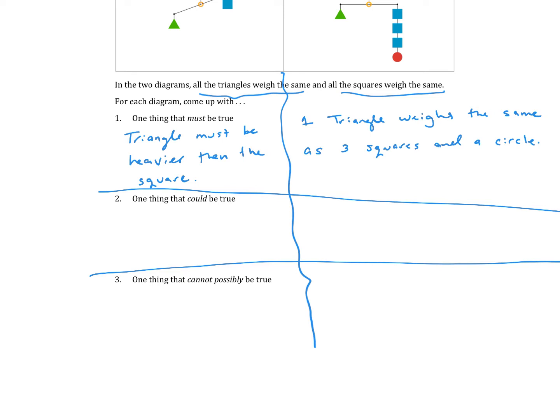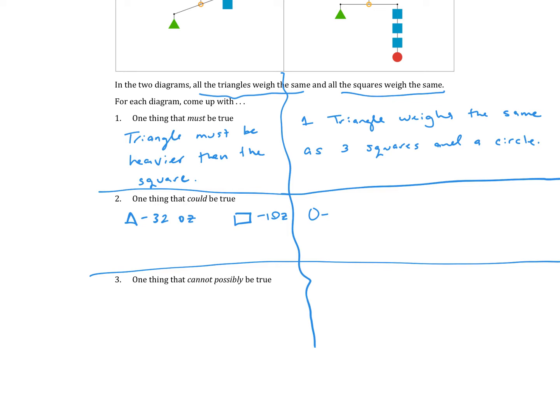For question 2, it says, what is one thing that could be true for each diagram? So looking at the first diagram, something that could be true, and this actually could apply to both diagrams, is we could say that the triangle weighs 32 ounces. The square could possibly weigh 10 ounces. And then we could even go as far to say that the circle weighs 2 ounces. Now, your answers are probably not the same as mine, but something similar is fine.